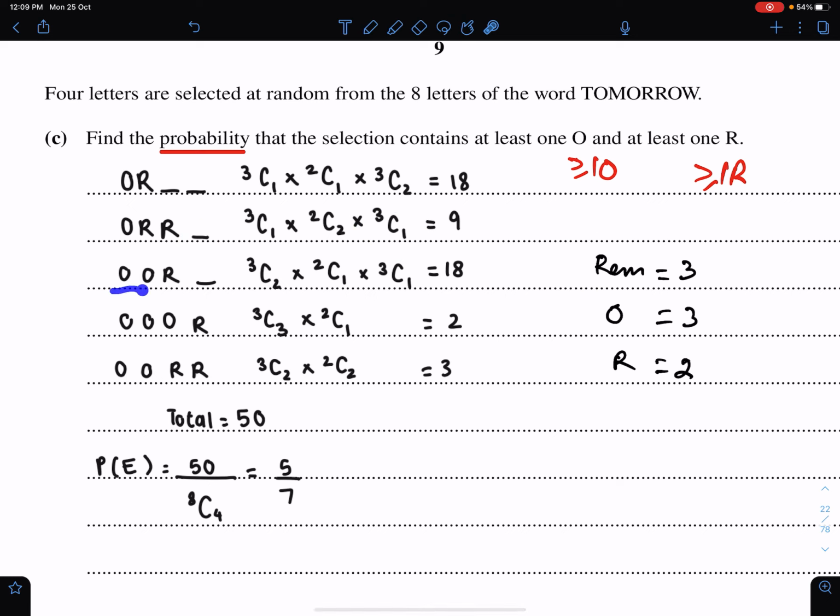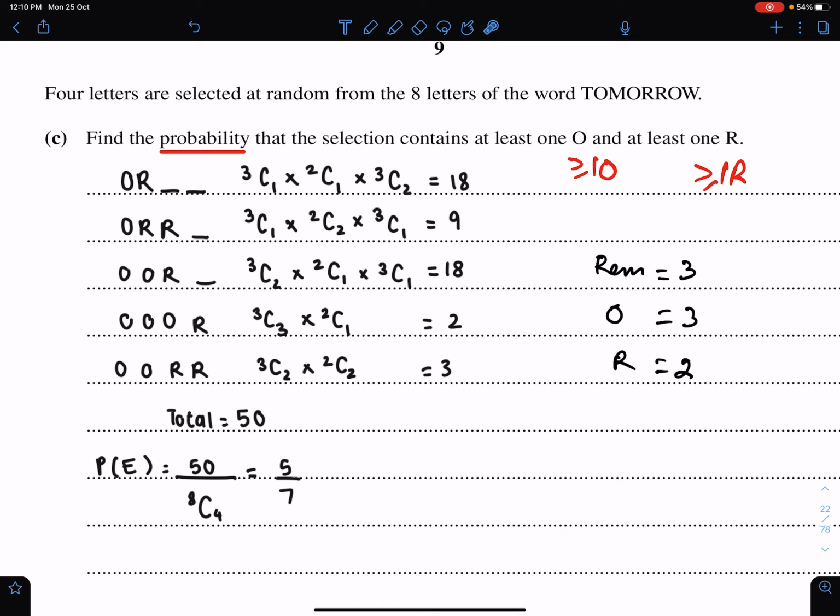Now selections with 2 O's and 1 R and 1 remaining letter. So for 2 O's from 3 O's, write 3C2. 1 R, 2C1, and 1 from 3 is 3C1. Now all 3 O's, 3C3, 1 R, 2C1. 2 O's and 2 R's, 3C2 for 2 O's from 3 O's, and 2 R's means 2C2. We just need to add all. So these are the possible ways. So there are total 50 ways.